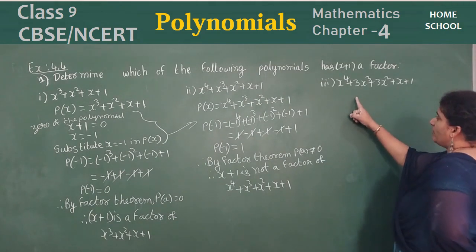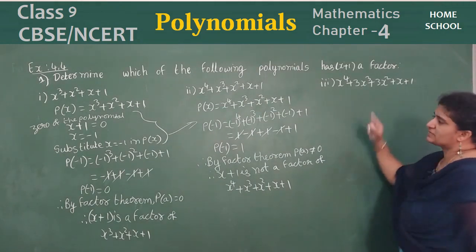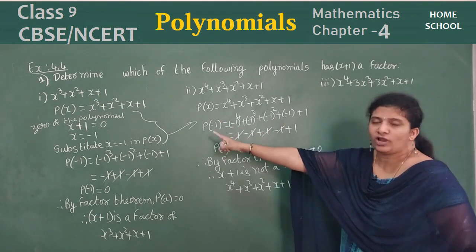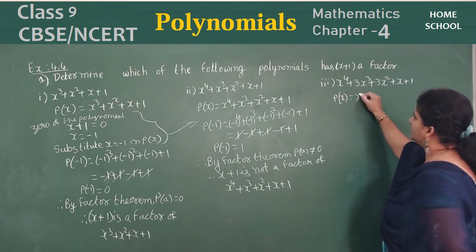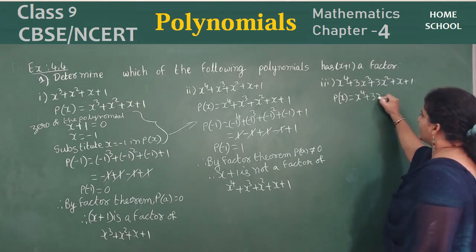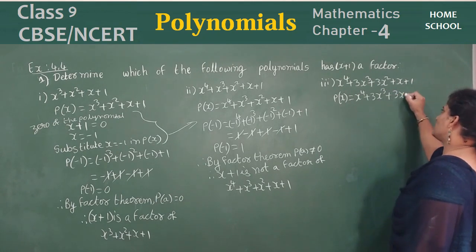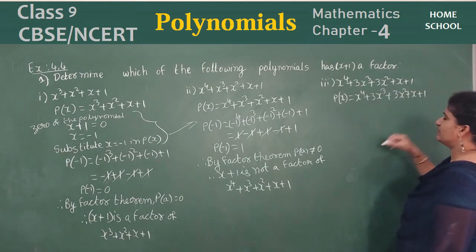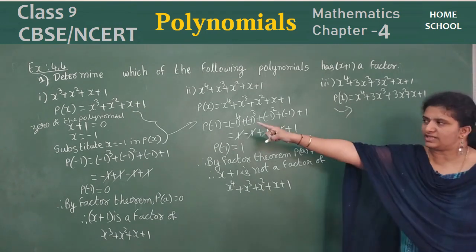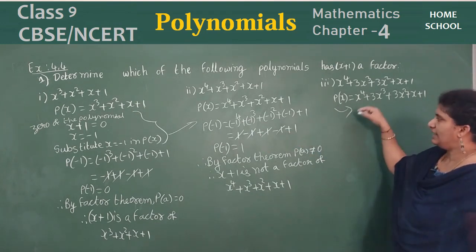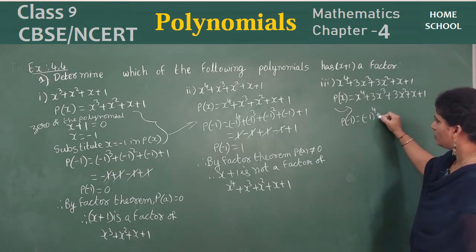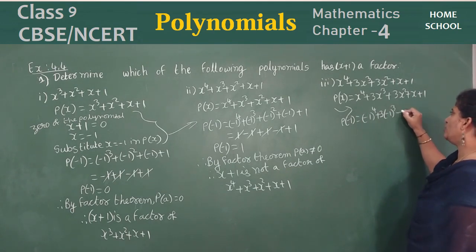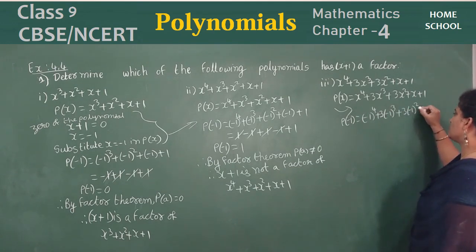x power 4 plus 3x cube plus 3x square plus x plus 1. So that 3 or 4 lines continue here also. Let me write first with the polynomial P of x. x power 4 plus 3x cube plus 3x square plus x plus 1. And this arrow mark indicates that 4 lines you have to continue here. Now substitute minus 1 in x. Minus 1 whole power 4 plus 3 into minus 1 whole cube plus 3 into minus 1 whole square plus of minus 1 plus 1.